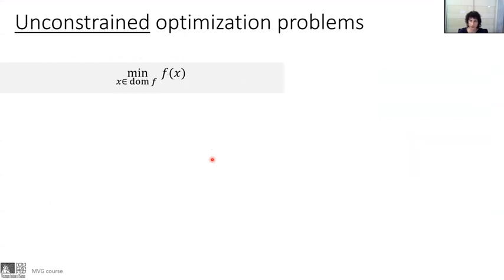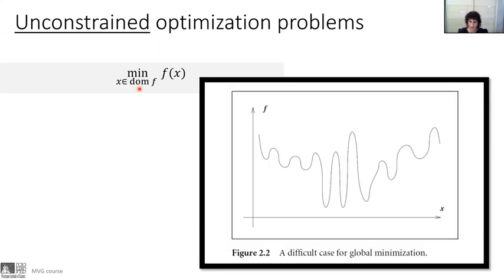Today, we are going to discuss a problem without constraints, what we call an unconstrained optimization problem. Actually, we are going to minimize an objective over the domain of the function, with no additional constraints. Then later on, in the next few lectures, we'll discuss constrained optimization problems also. So this is just for illustration.